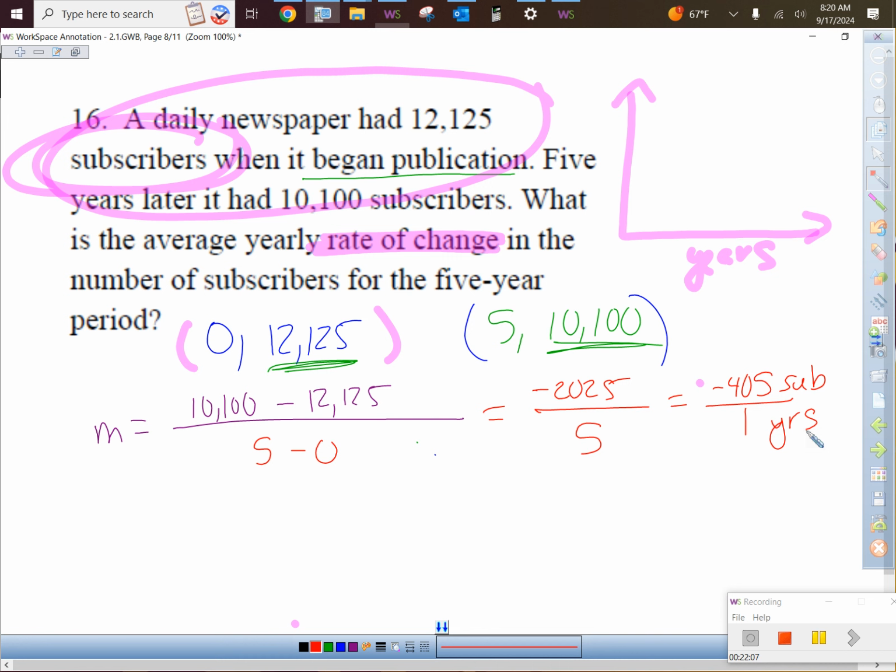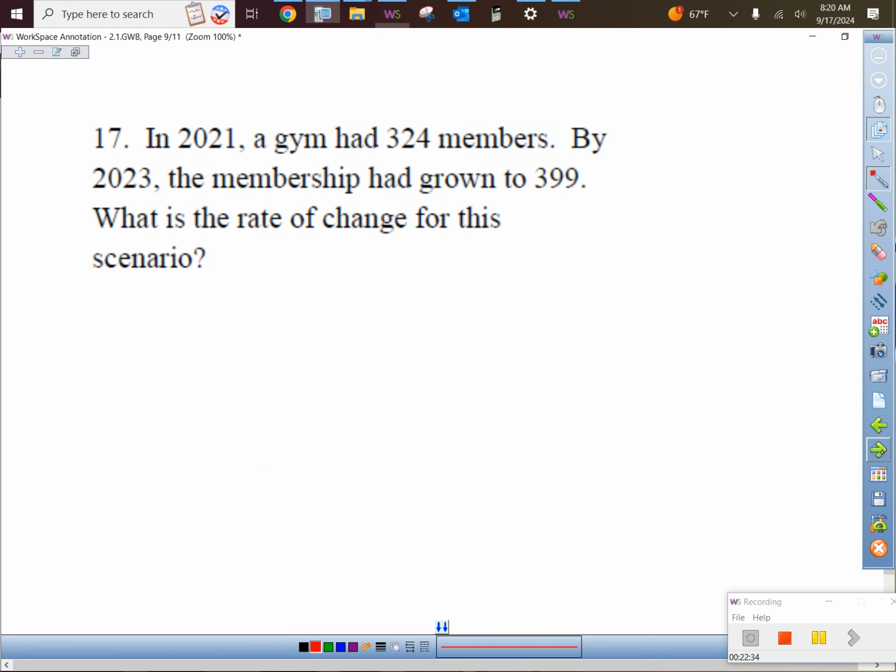What we might have to do on homework is outsmart the question, and they might not have a negative in front of it because they used an English word, like the subscribers went down 405 subscribers per year, right? The word down took care of the negative. Read the question carefully, see how it should be worded. Is that okay? So let's try another one.